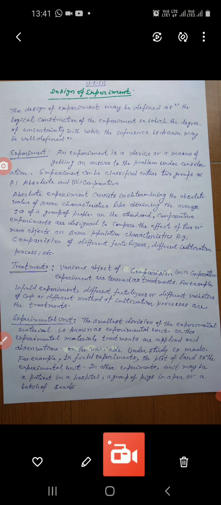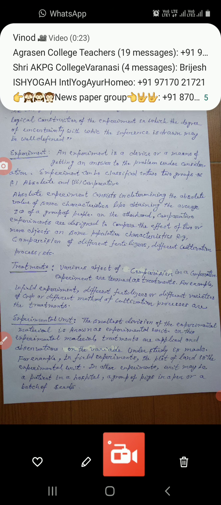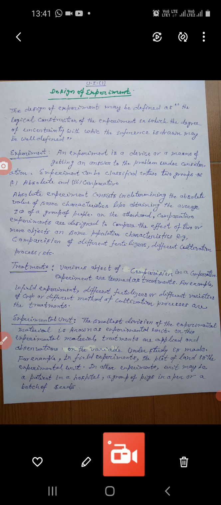Absolute experiment consists in determining the absolute value of some characteristics, like obtaining the average intelligence quotient, that is IQ, of a group of people. This is an example of absolute experiment.